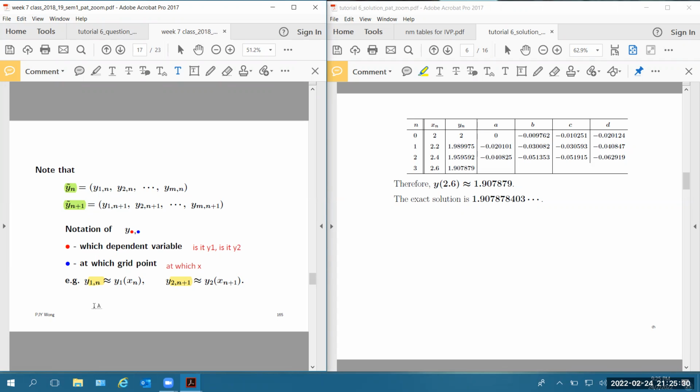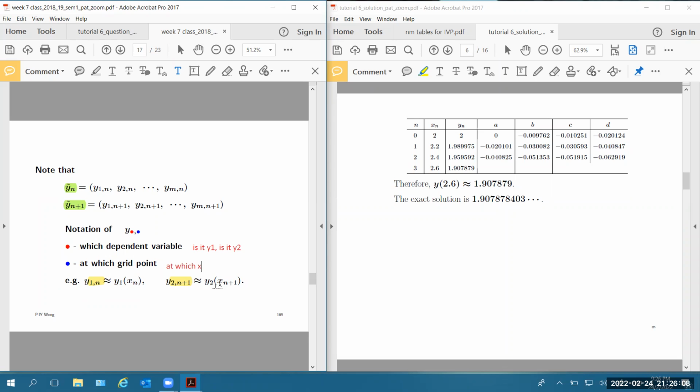So let's take an example, y1n. Of course we are talking about y1, right? Yeah, y1 at which x there? At xn. So y1n means the approximate value of y1 at xn. Is it okay? That's the meaning. Another example, y2n plus 1. Here we are talking about y2, then n plus 1 meaning what? Oh, y2 at the point xn plus 1, approximately. So this y1n, y2n plus 1, all these are numerical solutions.